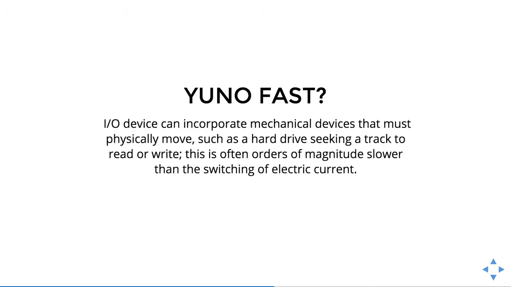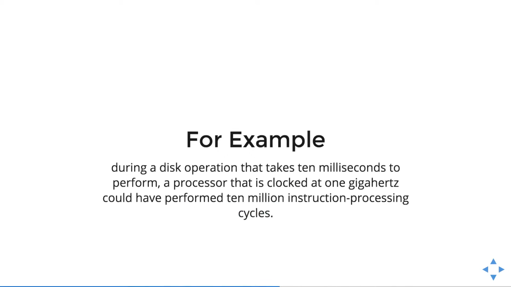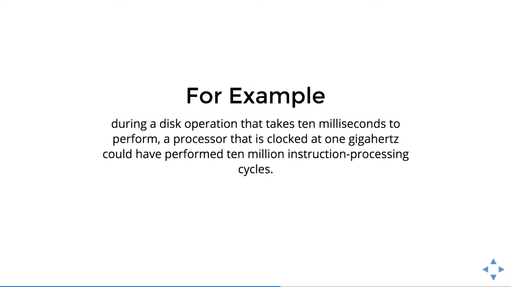That is because I/O typically incorporates mechanical or physical devices of some sort that must physically move, such as a hard drive seeking to a track to read and write. And this is often orders of magnitude slower than the switching of electronic current, like what happens in your CPU. So for example, during a disk operation that takes 10 milliseconds to perform, a processor clocked at 1 gigahertz could have performed 10 million instructions.